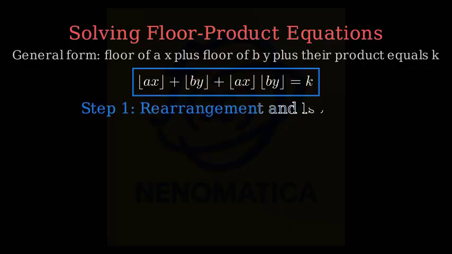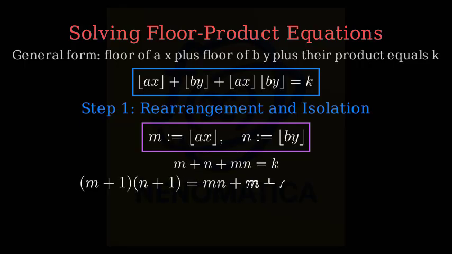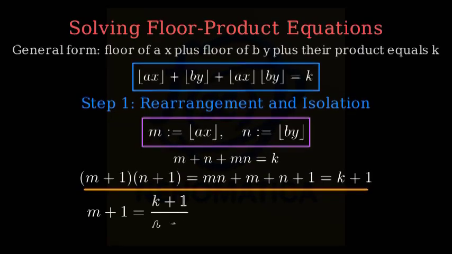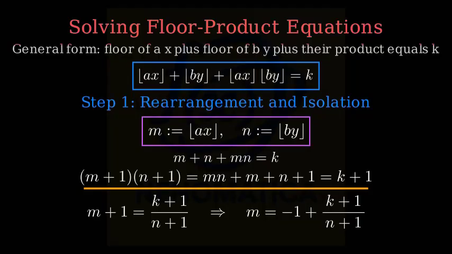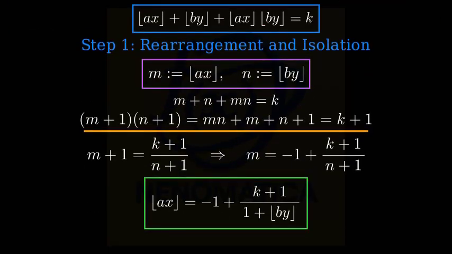Step 1. Let m be floor of ax and n be floor of by. Then our equation becomes m + n = k. Now add 1 to both sides and factor the left. The quantity (m + 1)(n + 1) = k + 1. Solving for m gives m = -1 + (k + 1) over (n + 1). Substituting back, floor of ax = -1 + (k + 1) over (1 + floor of by).